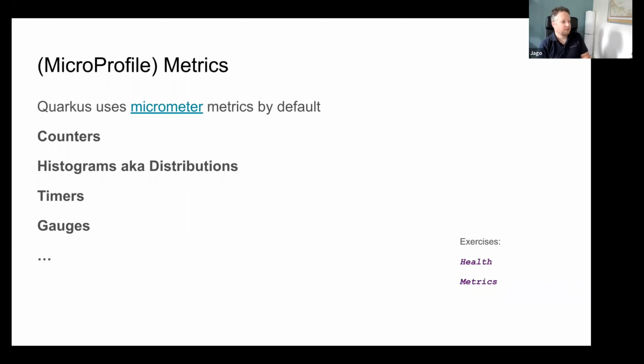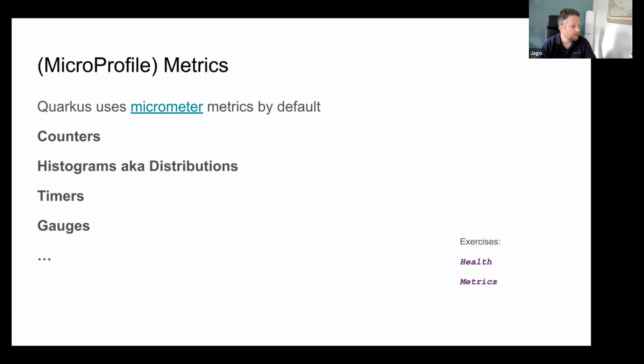Quarkus comes with Micrometer by default. You can use other providers if you would like, but this one comes out of the box. There are counters, so you can have a simple counter, for example, for requests. So you can count the number of requests that came in.